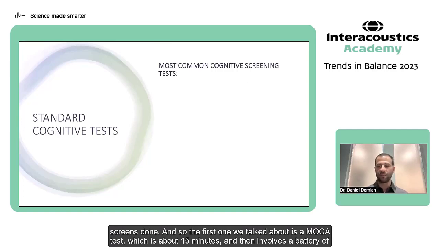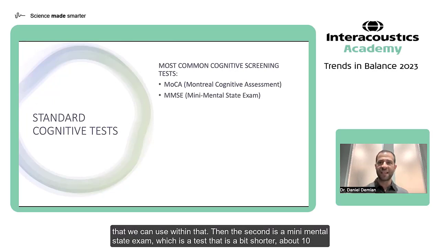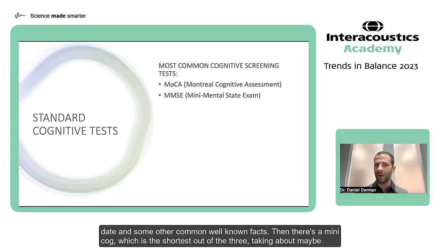And so the first one we talk about is a MoCA test, which is about 15 minutes, and it involves a battery of smaller tests that give us an idea of where they are along the spectrum. And there is some cutoffs of norm and abnorm that we kind of use within that. Then the second is a mini mental state exam, which is a test that is a bit shorter, about 10 minutes. It involves a battery of tests as well, similar in terms of some memory and counting and identifying objects and stating the date and some other common well-known facts.